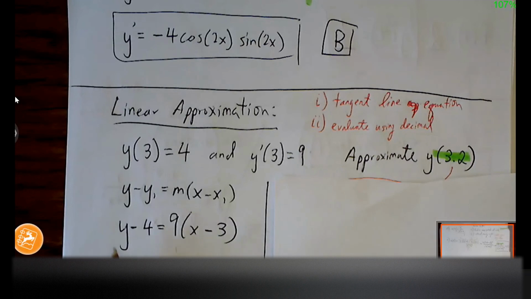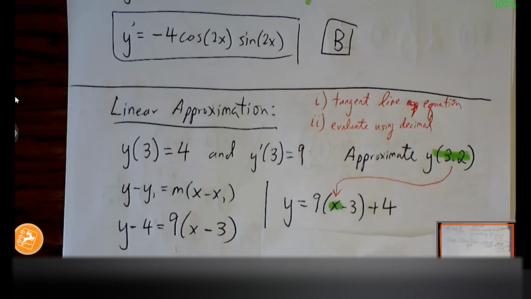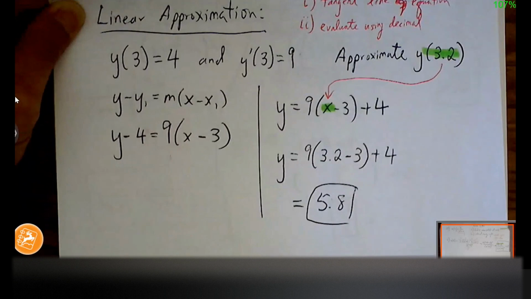Once you find your tangent line equation, then I'll do a little bit of rearranging. I'll add 4 to both sides, get that y by itself. And once that y is by itself, then you're almost there. 95% of the work is done. The last part is just to evaluate that decimal, put that 3.2 in for the x, and whatever the result is, that's your answer.